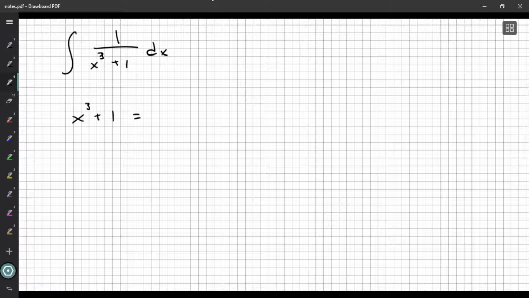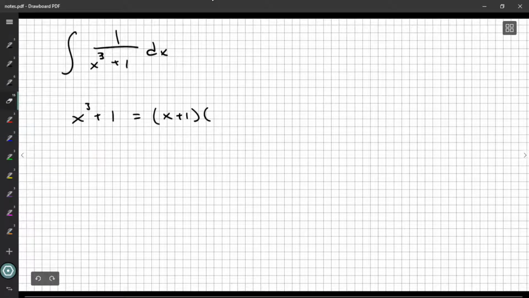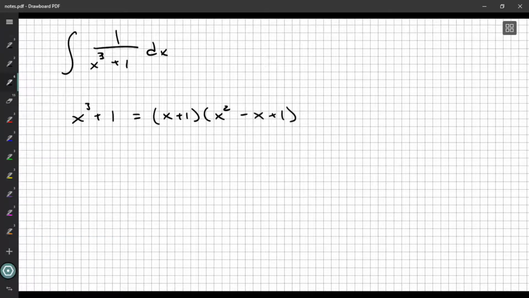Now, I notice that it has a root of -1, which means it should have a factor of x plus 1. And if we need to, we can do a polynomial long division. I've seen this before, so I know it's going to be x squared minus x plus 1. That's a pretty common factorization in math, but as I say, if we needed to, we could do a polynomial long division once we had one of these factors.